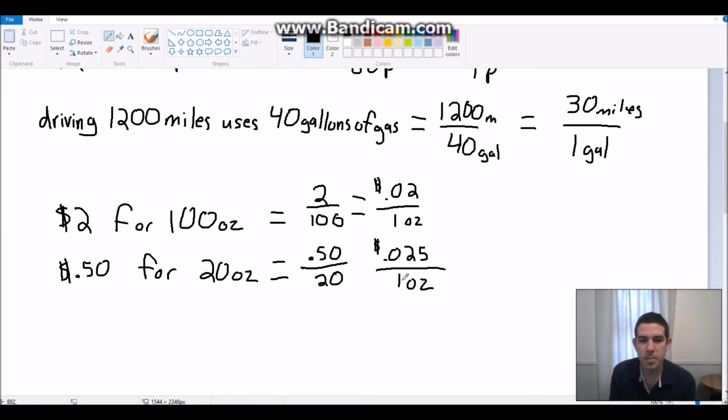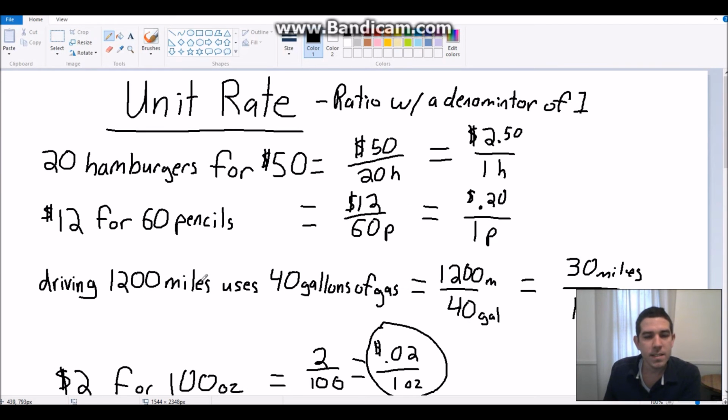Well, this one's more expensive, so this would be my cheaper amount. I'd rather pay 2 cents per ounce than 2.5 cents per ounce. And if I was buying a lot of these things, it would add up. I would definitely want to get the cheaper rate. So there's using unit rate to comparison shop. Well, that's it. Unit rate, and I'll see you in class.